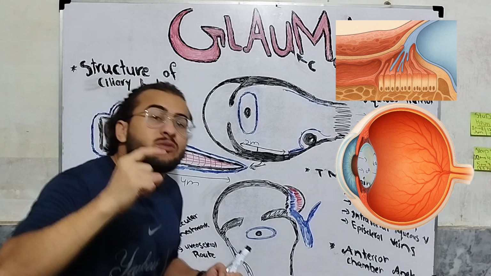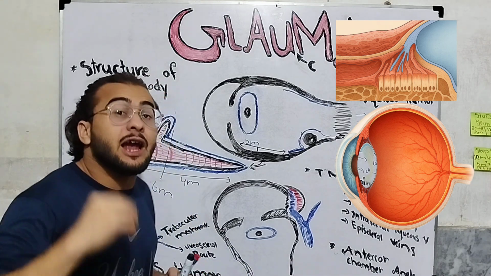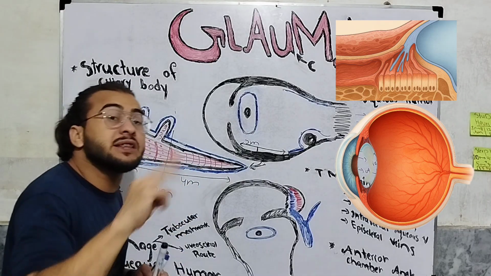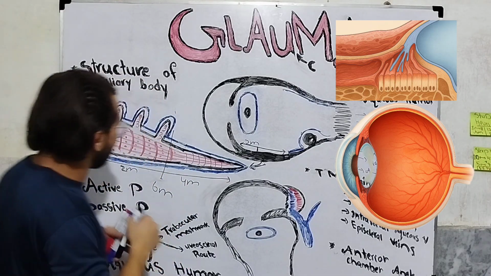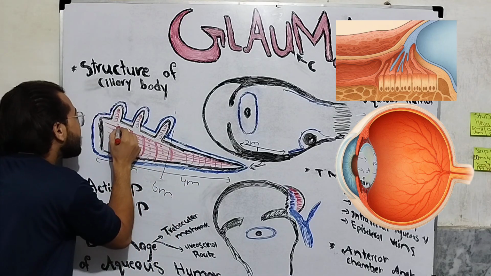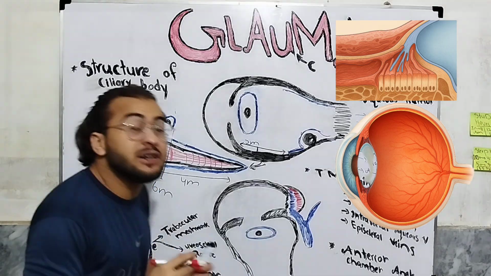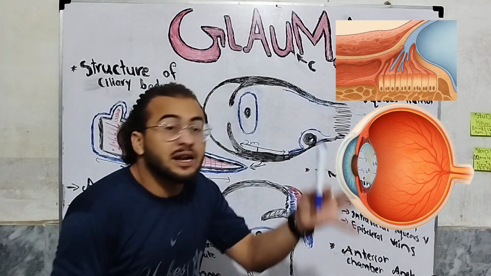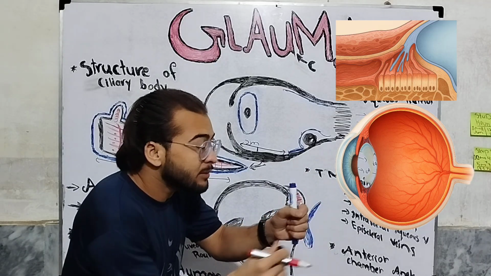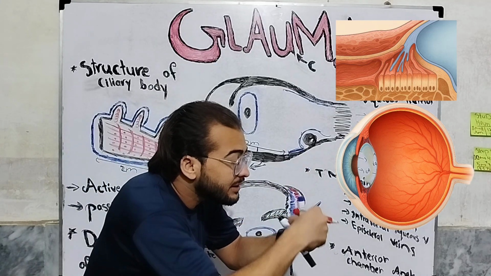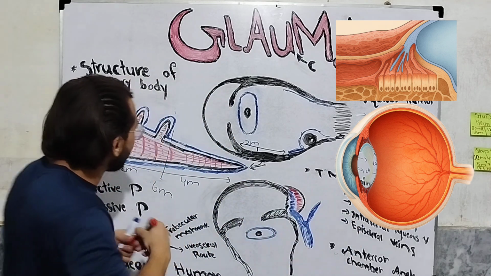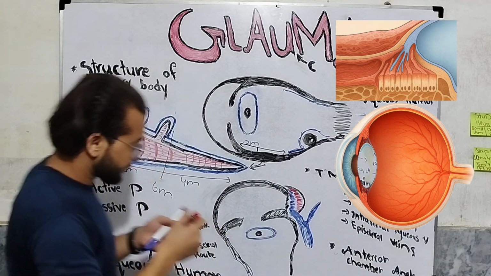The ciliary body is mostly made up of ciliary muscles, and we have three types of ciliary muscle fibers in the entire ciliary body. We have the longitudinal fibers, the circular muscle fibers, and the radial muscle fibers, which run like the radius of a circle. So we have three types of ciliary muscle fibers.